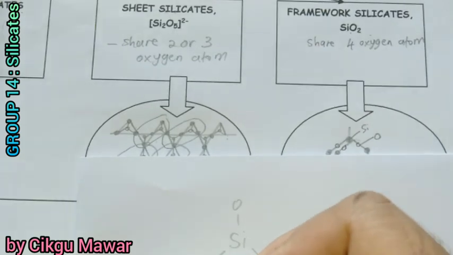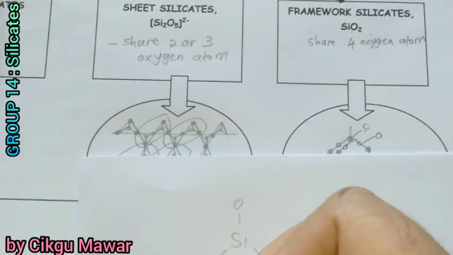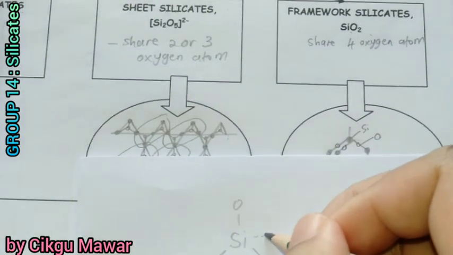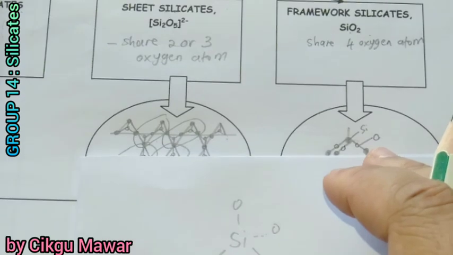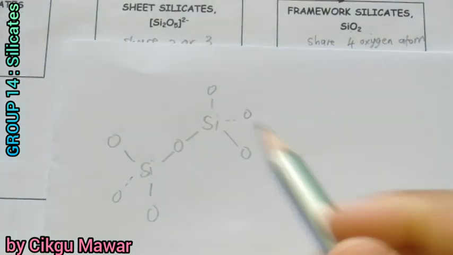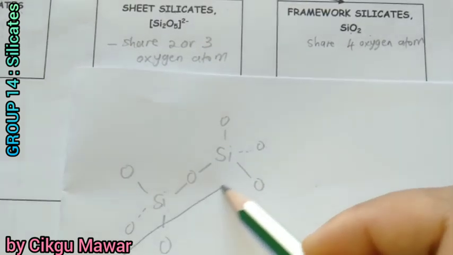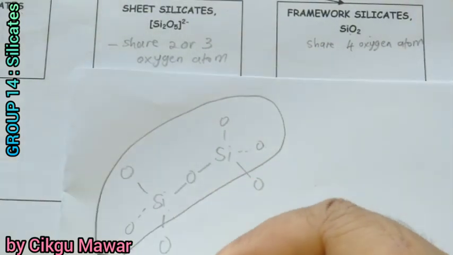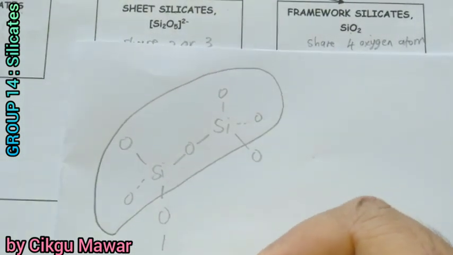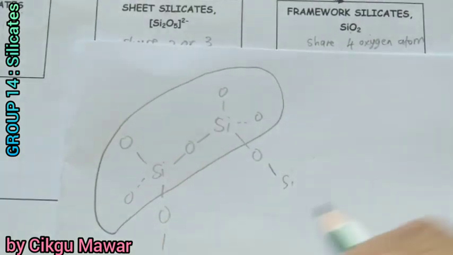Okay, and then another Si here, bonded with O. Okay, so then don't forget the outside, another oxygen here. So this is the repeating unit of sheet silicate. This is shared with another Si, so this belongs to another tetrahedron.